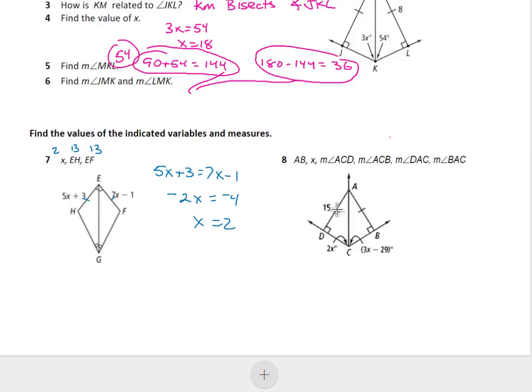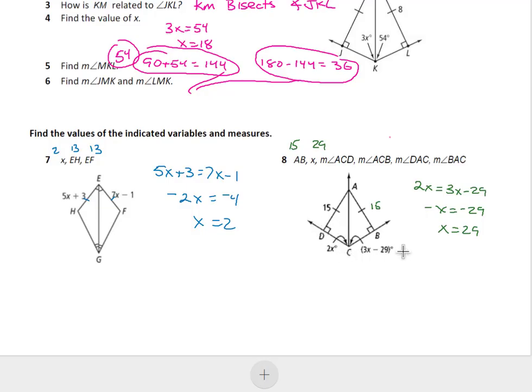And over here, we want to find AB. AB is 15 because of it being congruent. These two angles are congruent to each other. So to find x, we could set 2x equal to 3x minus 29. Take away 3x from both sides. Minus x is minus 29. X is 29. So we got x is 29. AB is 15.